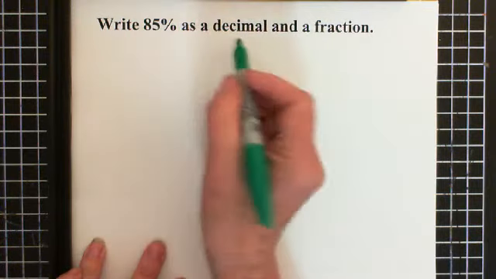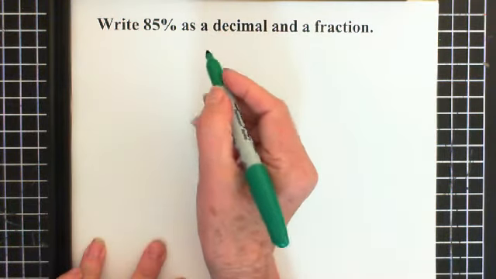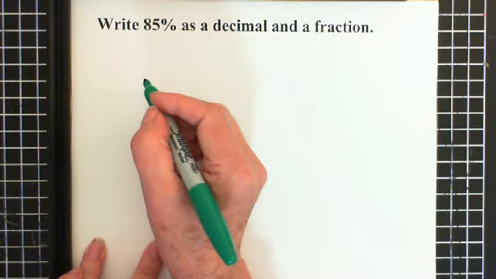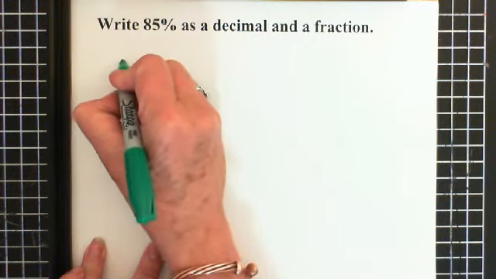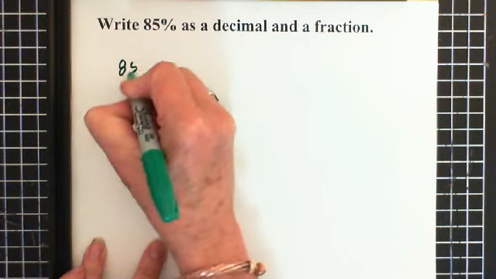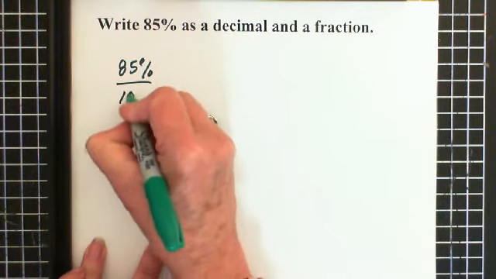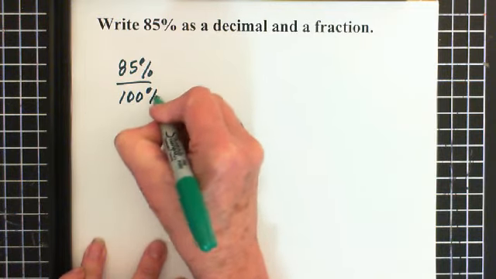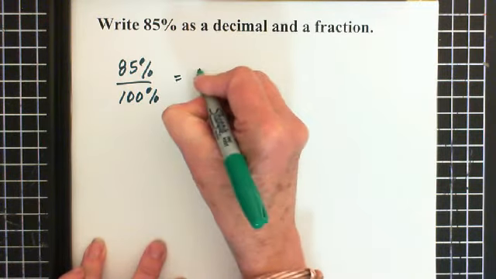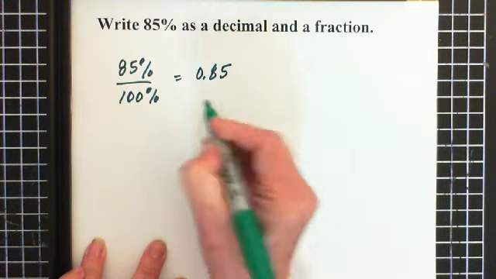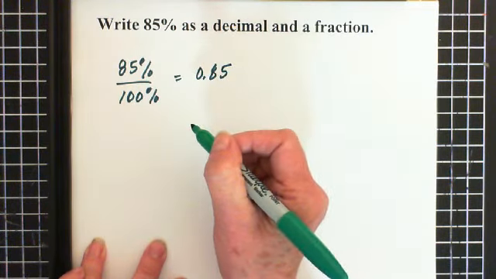If we want to write 85% as a decimal, to change a percent into a number, we just divide it by 100%. So we take our 85% divided by 100%, and that gives us 0.85. So that's our decimal, 0.85.